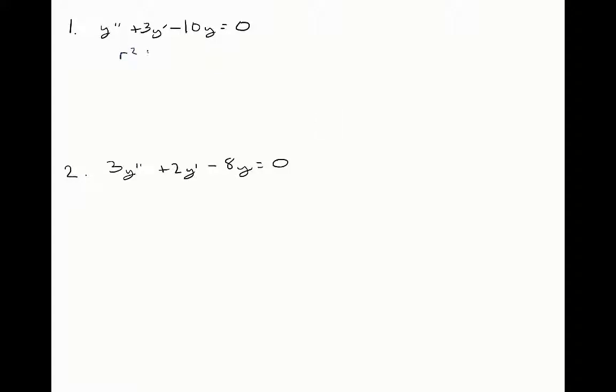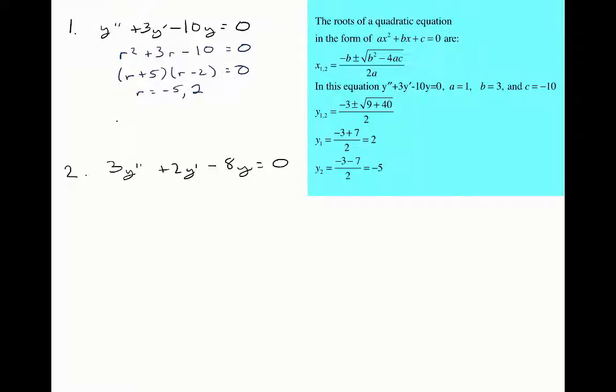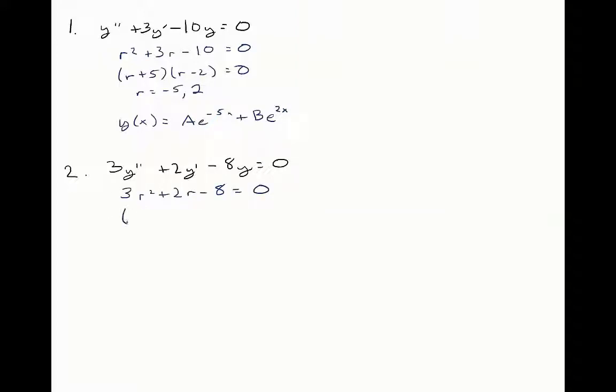So the first thing I'm going to do is write the characteristic equation. Then I'm going to factor. And remember, if factoring doesn't work out, you can always use a quadratic equation to find your roots. Okay, so that's our general solution. Let's do our next one. There's our characteristic equation. We factor this one, which is a little bit harder to see how to do, but not too bad. So then our general solution.